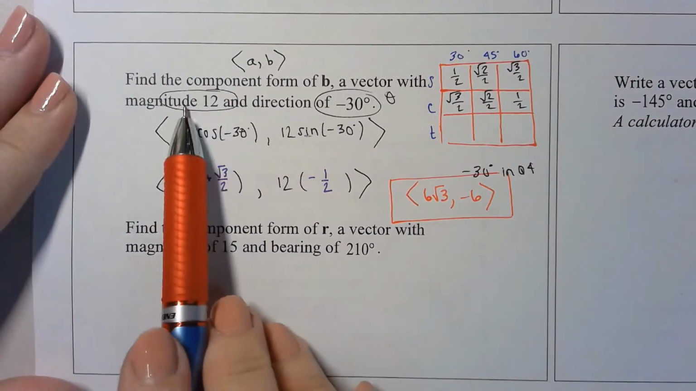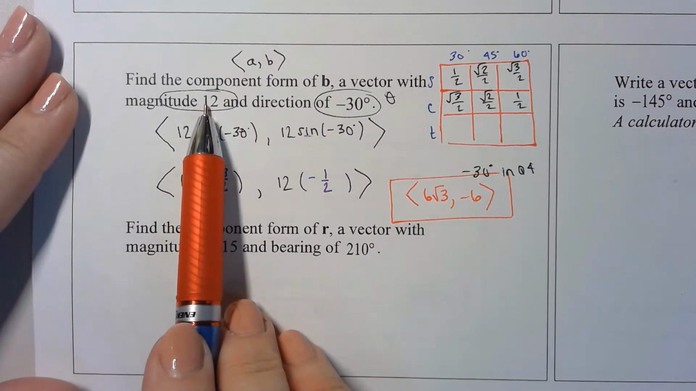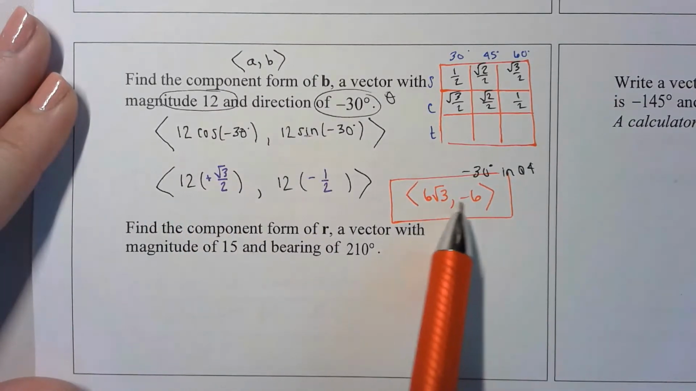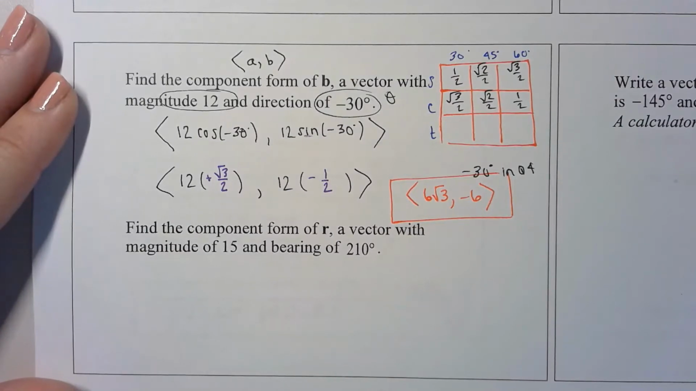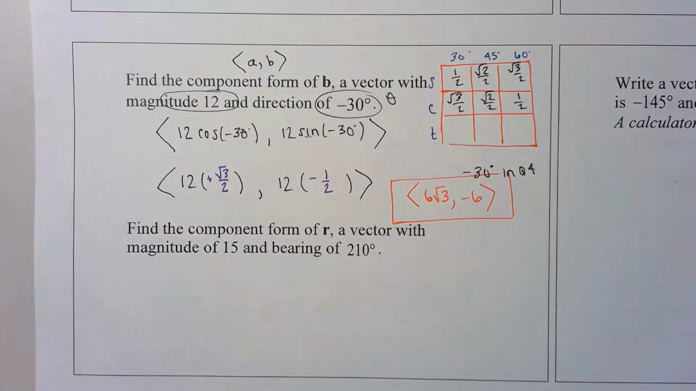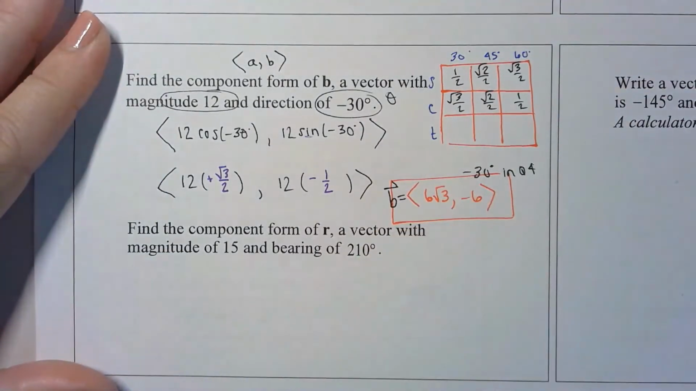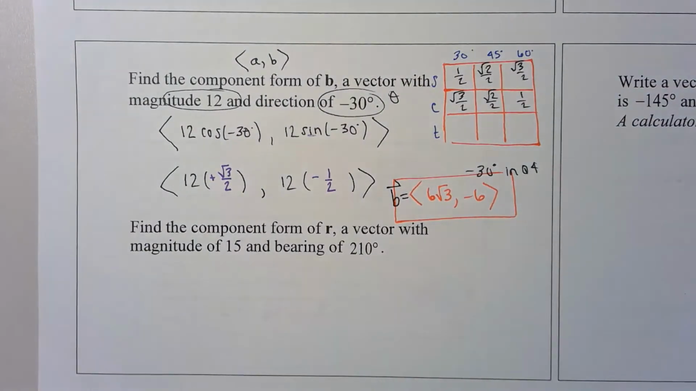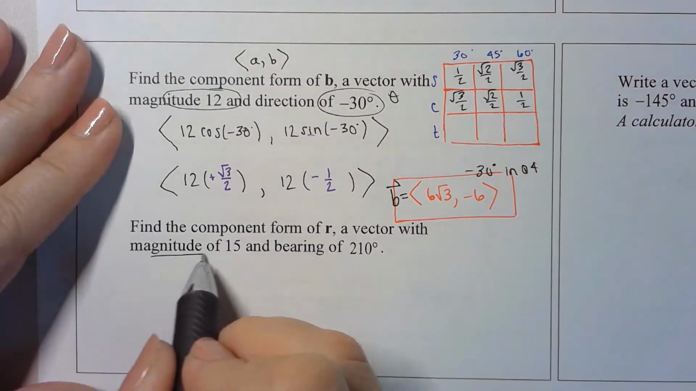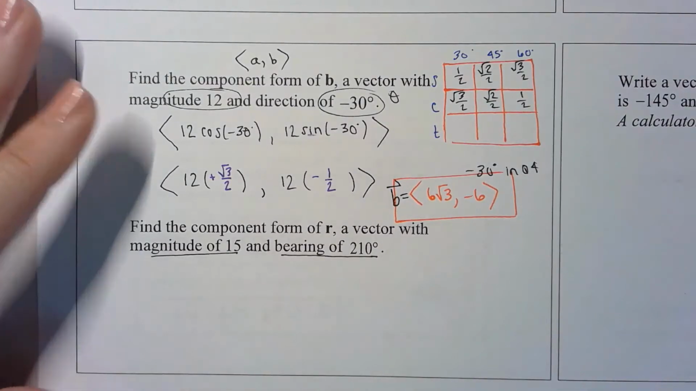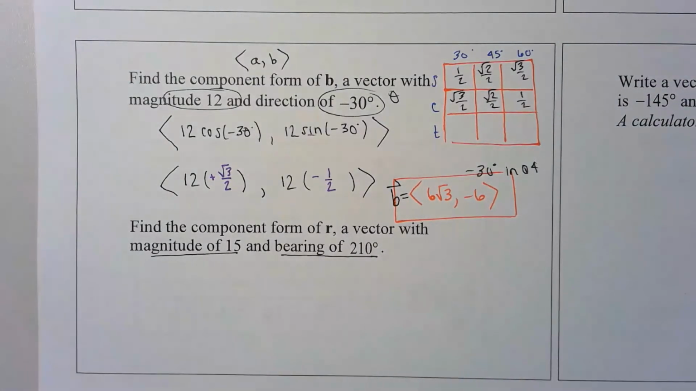So again, we've taken a vector with a magnitude and a direction, and we've put it in component form. Okay, good. Let's take a look at the next one. Same thing, find the component form for vector R. I guess we could have labeled this. This is vector B. Find the component form of vector R, whose magnitude is 15, bearing is 210. Okay, we must be very careful with that.